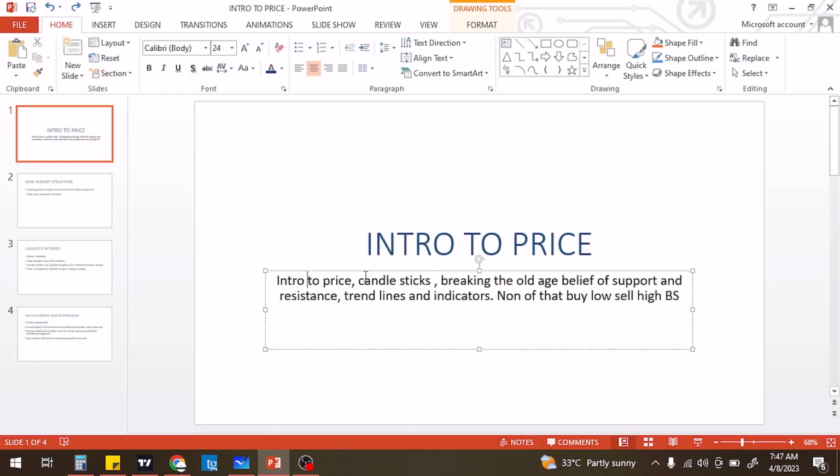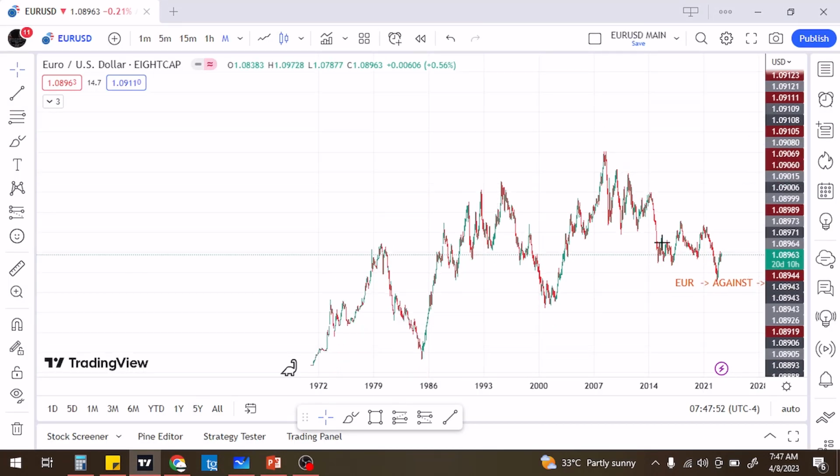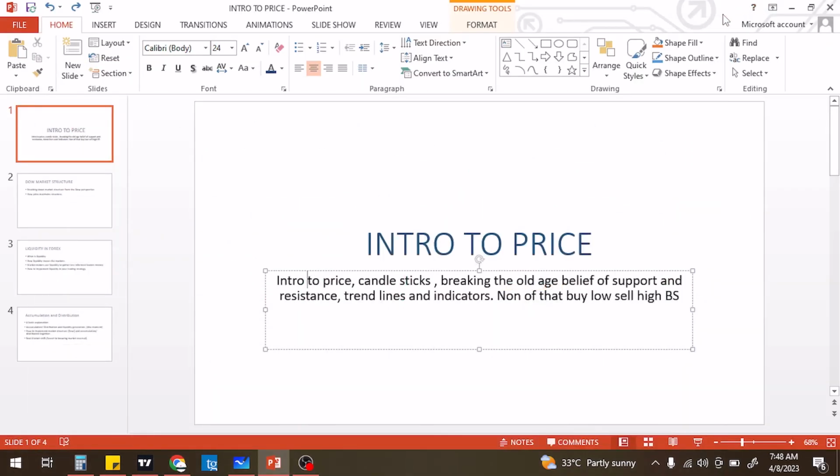So let's continue. I've explained price to you guys, the movement of price, especially on a currency pair. For example, we're talking about Euro USD. The same thing applies if you're looking at a different pair, maybe USD JPY. JPY is for Japanese yen, CAD is for Canadian dollar, GBP is for Great Britain pounds, CHF is for something. So there are a lot of variations for this. So don't just get stuck to one and be like, that's the be all and end all for the currency pairs. Now another thing we're gonna be looking at is breaking the old age belief of support and resistance.